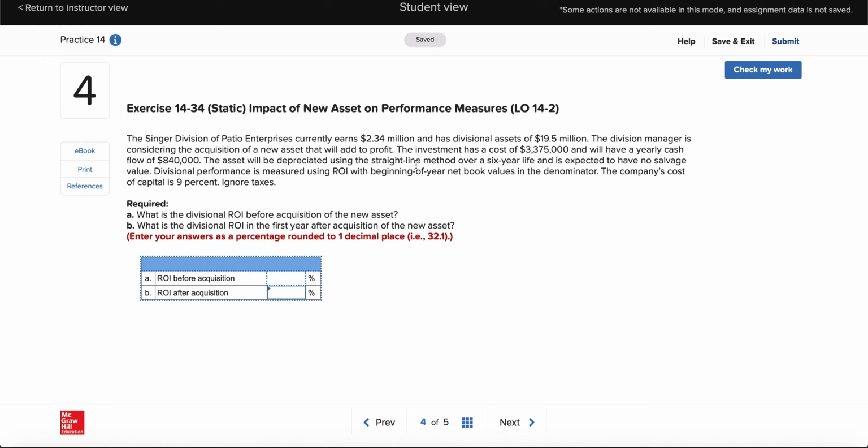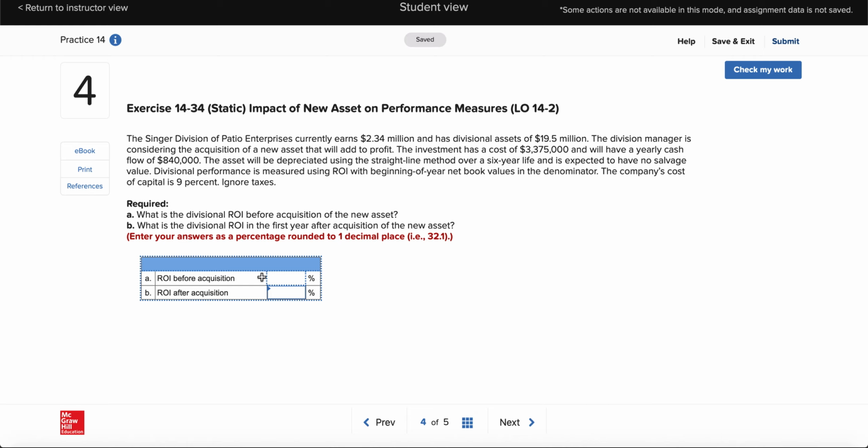In this case, the company is currently earning 2.34 million and has divisional assets of 19.5 million. The manager is considering acquiring a new asset that will add to profit. The investment is going to cost 3.375 million and will have a yearly cash flow of $840,000. The asset will be depreciated using straight line over 6 years, no salvage value. Divisional performance is measured using ROI with beginning of the year net book values in the denominator. The company's cost of capital is 9%.